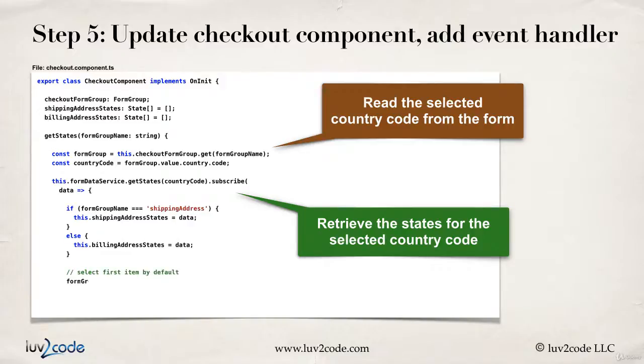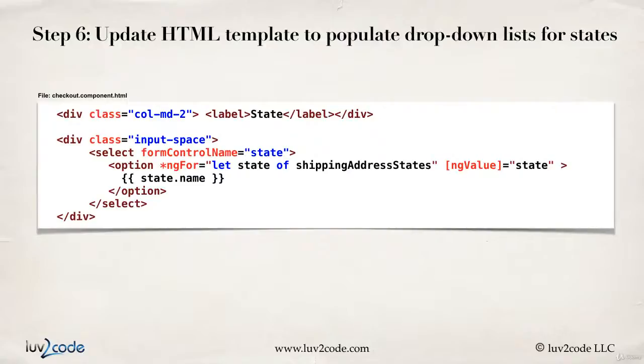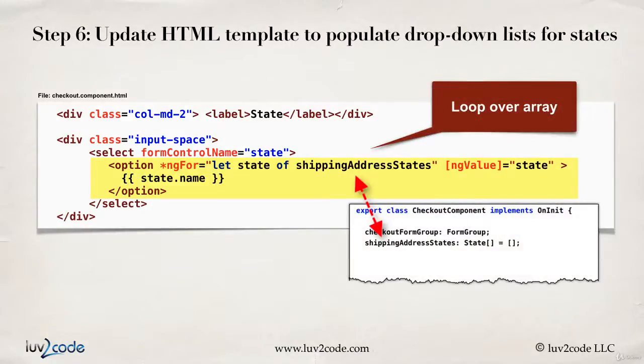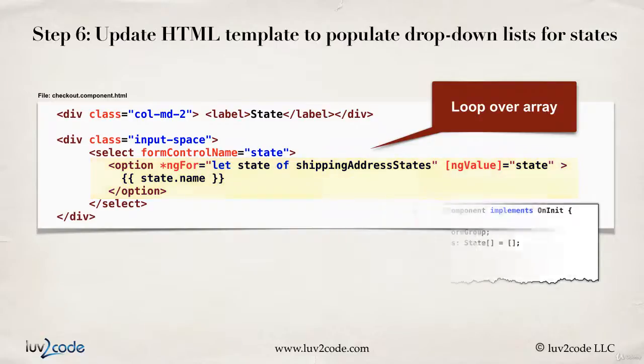And then at the bottom here, I select the first item by default. So I say formGroup.get state, setValue data sub 0. So selecting the first state in that list of states that I retrieve. And then finally here, I want to update the HTML template to populate the drop-down list for states. So again, a similar thing. We simply loop over that array of our shipping address states, and then we simply give state.name. And that's the basic coding there for getting this set up. So let's go ahead and move into the video, dive into our IDE, and let's start writing some code.